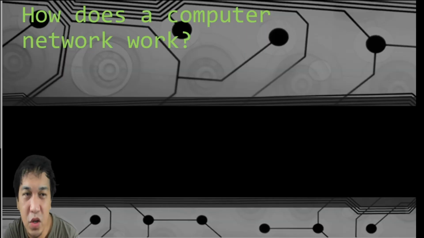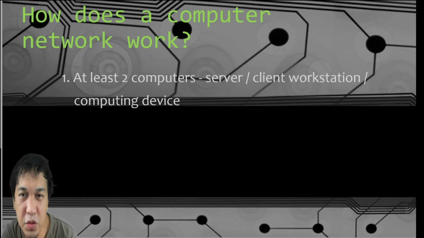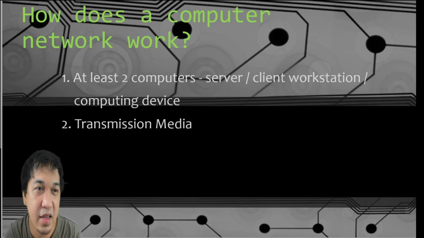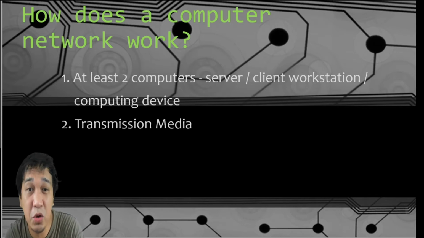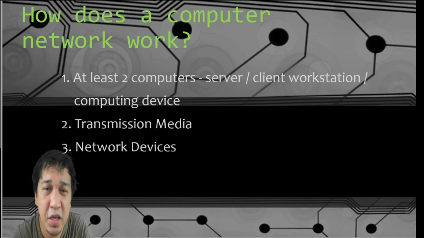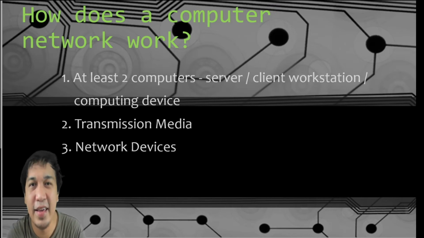Whether wired or wireless, most computer networks include these components. Number one, at least two computers, server or client workstation or computing device. These are electronic devices that run an operating system that hold, receive, and send data. Number two, transmission media. It is a pathway that can transmit information from a sender to a receiver. An example is a network cable, which is used to carry network data. Number three, network devices. These are physical devices that are required for communication and interaction between hardware on a computer network. Examples of these are router, switch, touch panel, and hub.